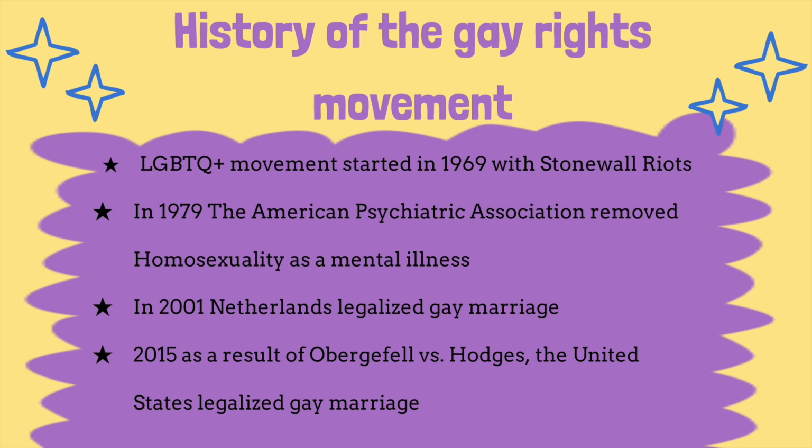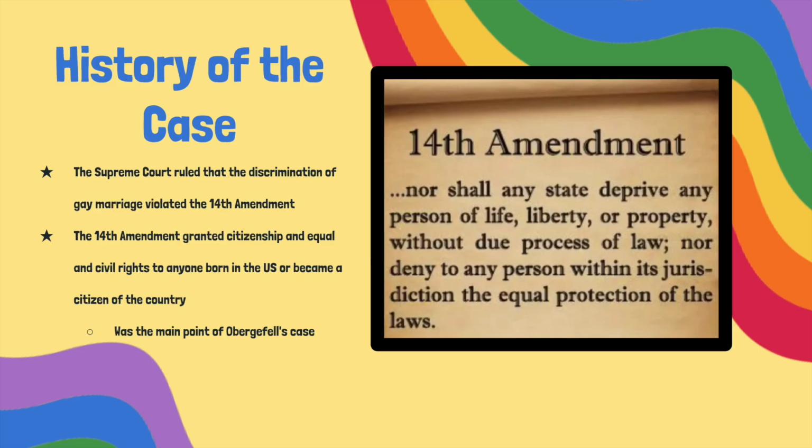In 1973, history was made again when the American Psychiatric Association removed homosexuality from its mental disorders manual. In 2001, the world saw the Netherlands legalize same-sex marriage, which affected many other countries to push for that goal as well. Finally, in 2015, the U.S. pushed for this goal and ended up in the Supreme Court with the case of Obergefell v. Hodges. This is the history of the court case.